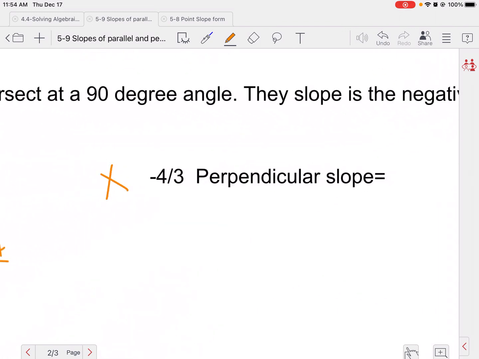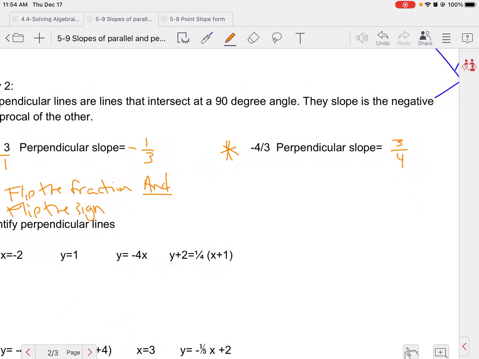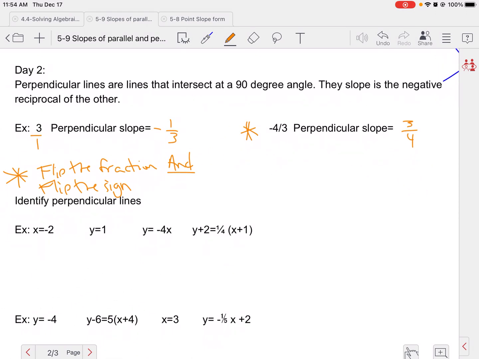So what would be the slope of this one? If the slope is -4/3, the perpendicular slope, I'm going to flip my fraction, and since it's negative, it becomes positive. So it would be a positive 3/4. Okay, so we'll practice that using some of these things.